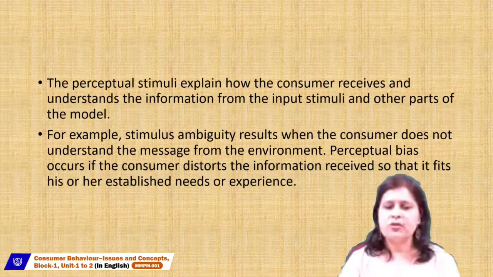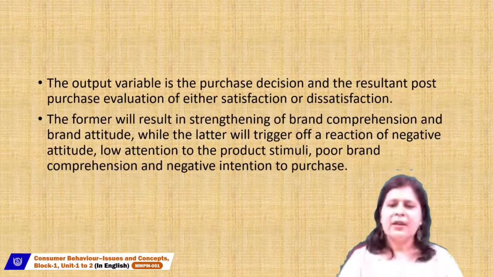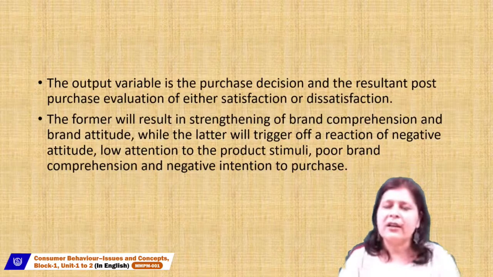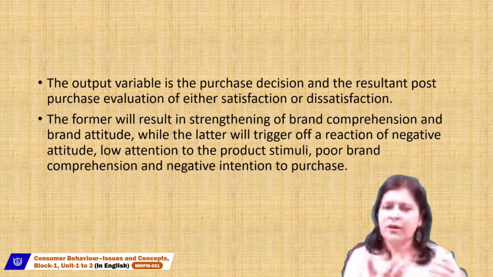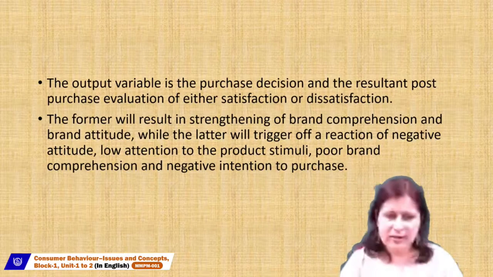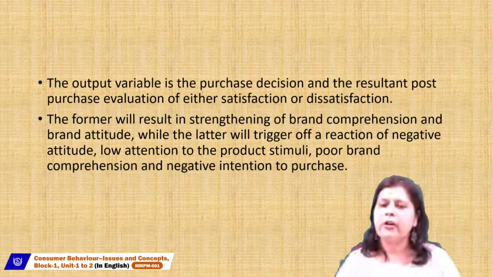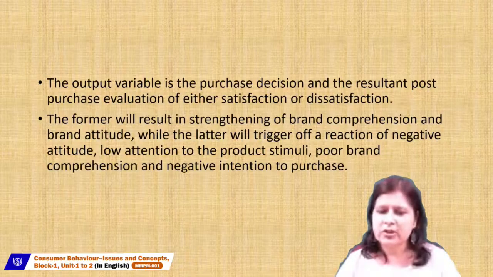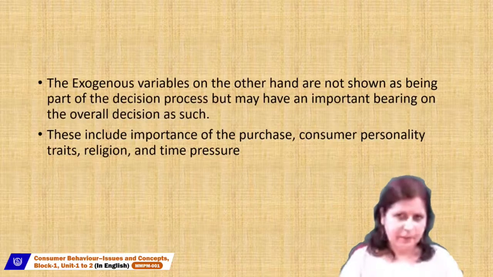Perceptual bias occurs if the consumer distorts the information received so that it fits his or her established needs or experiences. Then the output variable is the purchase decision, whether they want to purchase that product or not, or which brand they want to purchase, and then the post purchase evaluation of either satisfaction or dissatisfaction, right? The former will result in strengthening the brand comprehension and brand attitude, while the latter will trigger a negative attitude, low attention to the product stimuli, poor brand comprehension, and negative intentions to purchase.